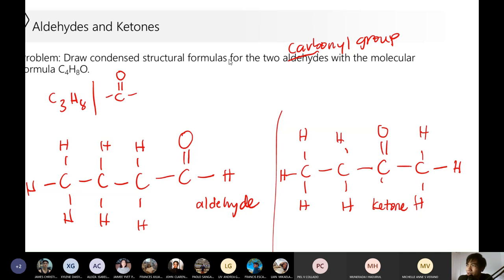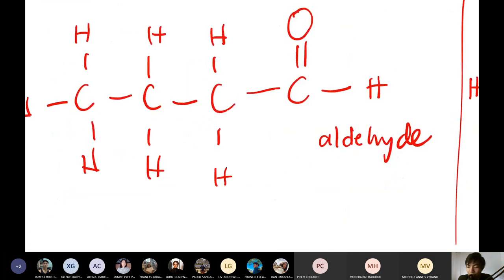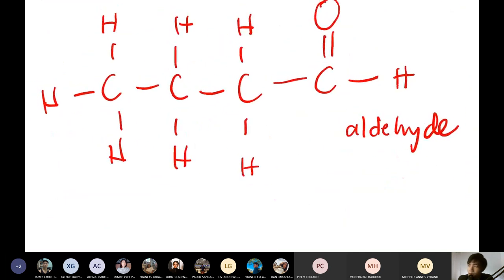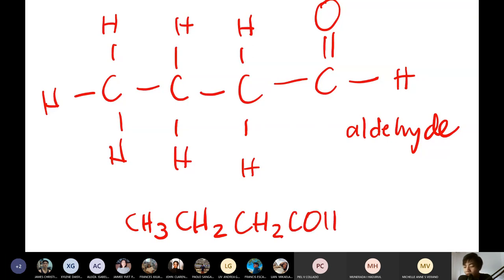Paano yung condensed formula niyan? Ganun lang din, parang ginagawa natin kanina. Let's draw the condensed formula. Start from the leftmost. So, that's CH3, CH2, ano kasunod? CH2. Then, for aldehyde, we can write that as CO. So, yan. CO. Ayan. Aldehyde. Pwede rin naman na ilagay mo yung double bond. Pwede yung isulat mo yan as ganito.